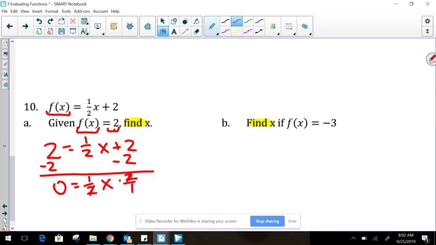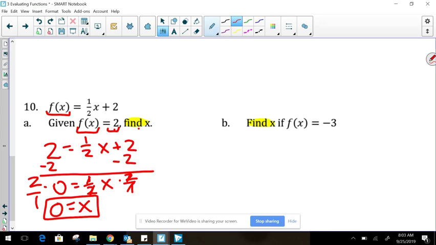So the 2's cancel and the 1's cancel. What's 0 times anything? Good, 0. So 2 over 1 times 0 is equal to 0. X equals 0. Check to make sure we answered the question. We did because it asked us to find x.